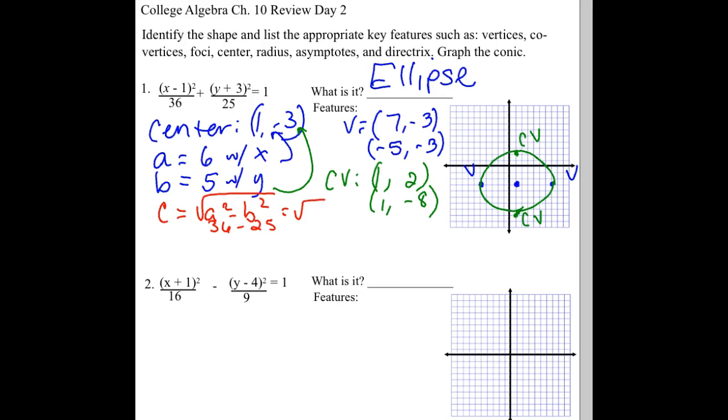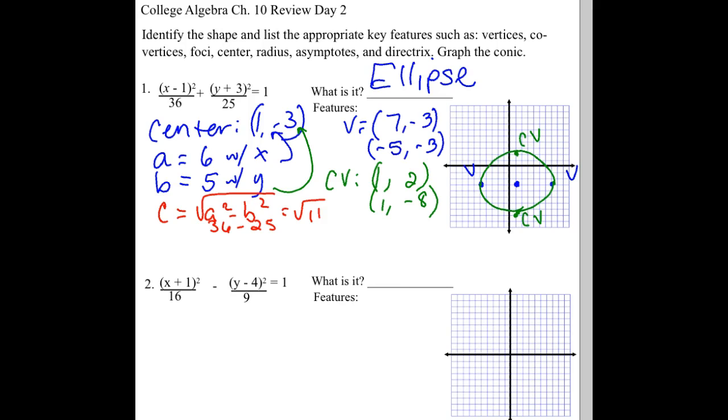So I get a C value of the square root of 11. It's not as fun, right? It's nice when they work out perfectly, a nice integer value here. But square root of 11 is about what? It's between 3 and 4, a little closer to 3.